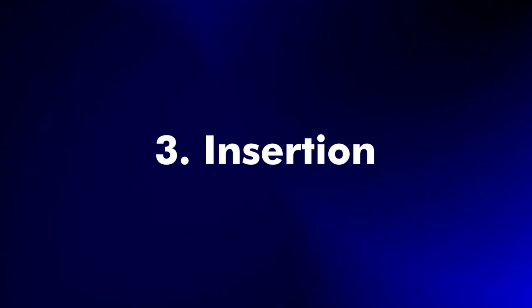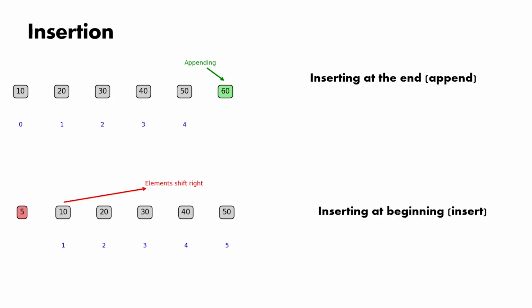Let's look at insertion. Insertion involves adding a new element at a specific location within a list. You can insert an element anywhere, but it is most efficient to do so at the end. Normally in standard arrays, if you insert an element at any position other than the end, all the elements that come after the insertion point must shift to the right to make room for the new element.